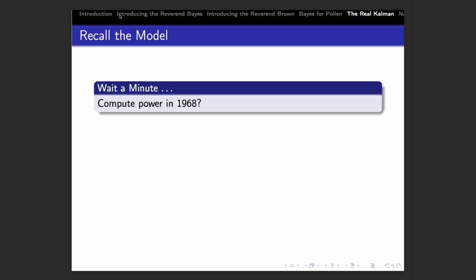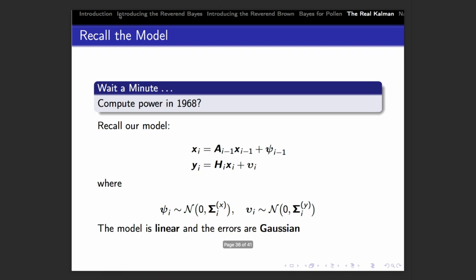Right, so what you say to yourself is, wait a minute, in 1968, could they really have done all this parallel computation? Did they have enough memory? Did they have enough power to do this? And the answer is no, they didn't. So they didn't do it this way. How they did it was a load of algebra.